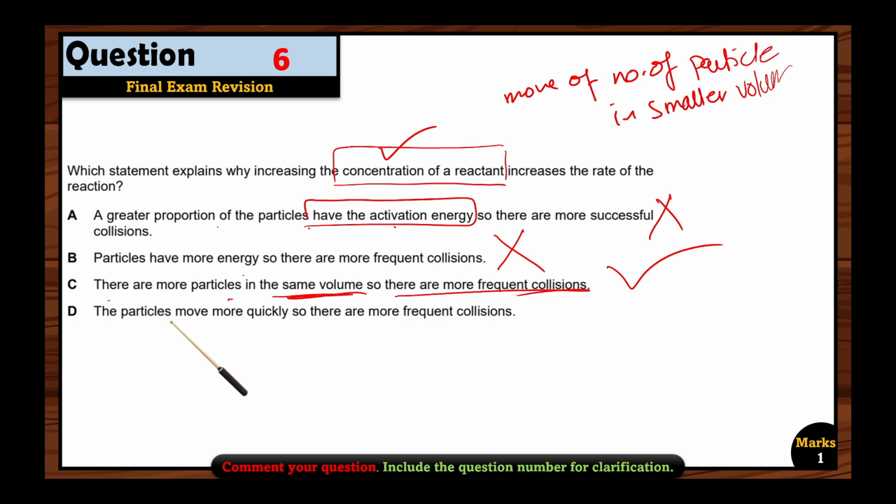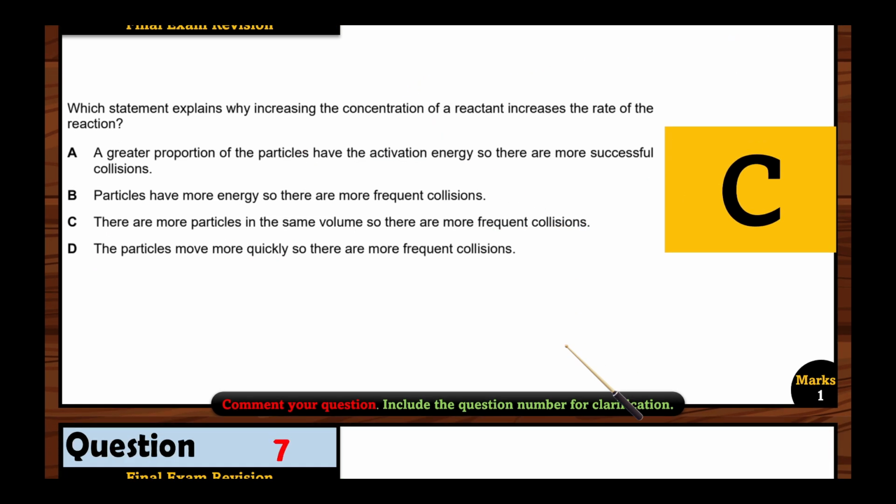The particles move more quickly. No, the speed of the particle depends on the temperature. If you increase the temperature, then particles move more quickly. So this is also not the reason. So option C is the only right option here.